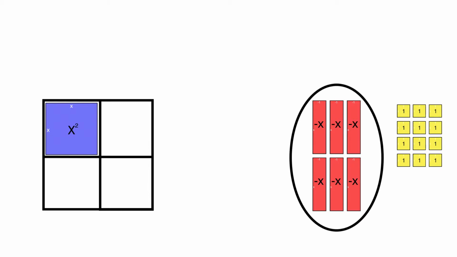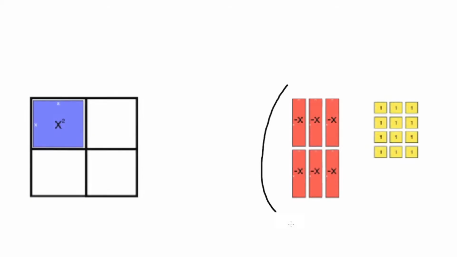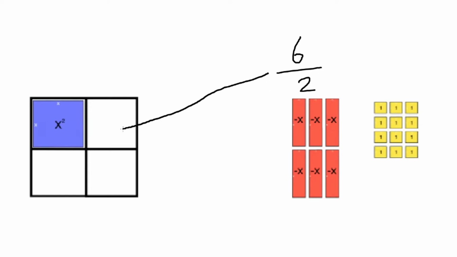Next, we can start arranging the negative x tiles. There are two positions where we can place the negative x tiles, which are at the top right corner of the square and the bottom left corner of the square. And since we have 6 negative x tiles, and we have two positions, and an equal number of negative x tiles must be in both these positions, we can take 6 and divide that by 2, and that will tell us exactly how many negative x tiles must be in each of the positions.